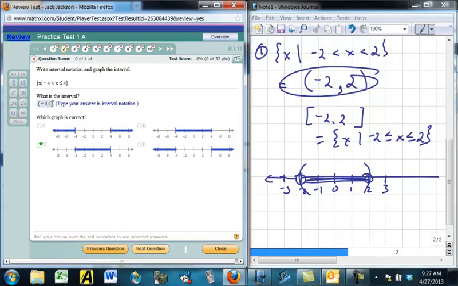Next question. Next question is very similar. Notice it's between -4 and 4. We don't include -4, but we do include the 4. So bracket on the 4, open parentheses on the -4, and that's going to look like C here, from -4 to 4, open on the left, closed on the right.